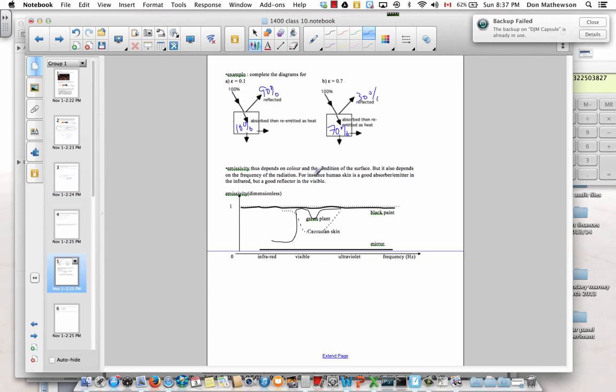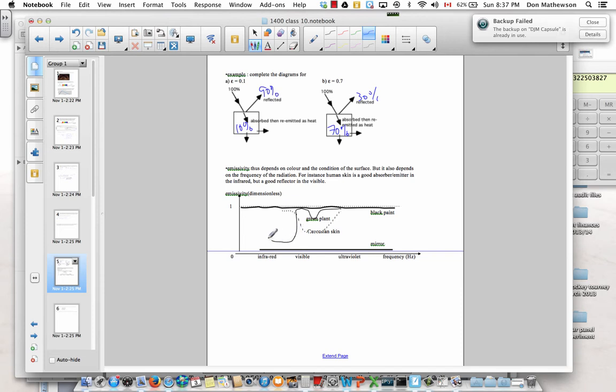So, for instance, human skin is a really good absorber. It's got a really high emissivity in the infrared, but it's very reflective in the visible. That's why it's shiny and pinkish, at least for Caucasians. Similarly, if we plot a graph here, you see Caucasian skin has a fairly low emissivity because it's reflective in the visible light, but in the infrared it's highly absorbing.